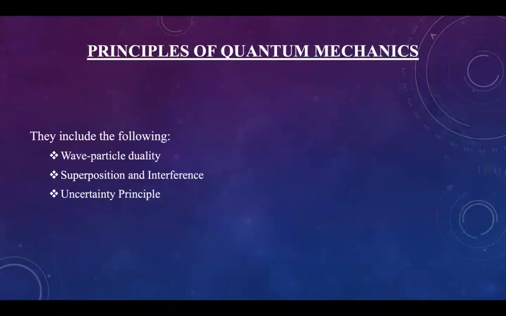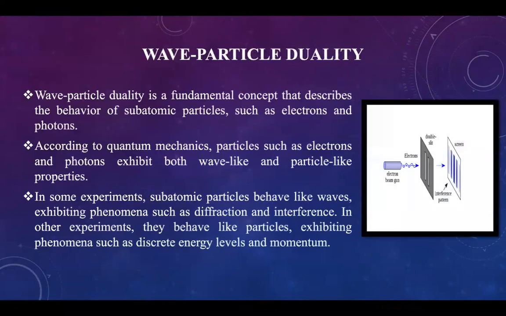Principles of quantum mechanics. They include the following: wave-particle duality, superposition and interference, and the uncertainty principle. First, we will have a look at wave-particle duality. Wave-particle duality is a fundamental concept that describes the behavior of subatomic particles, such as electrons and photons. According to quantum mechanics, particles such as electrons and photons exhibit both wave-like and particle-like properties.